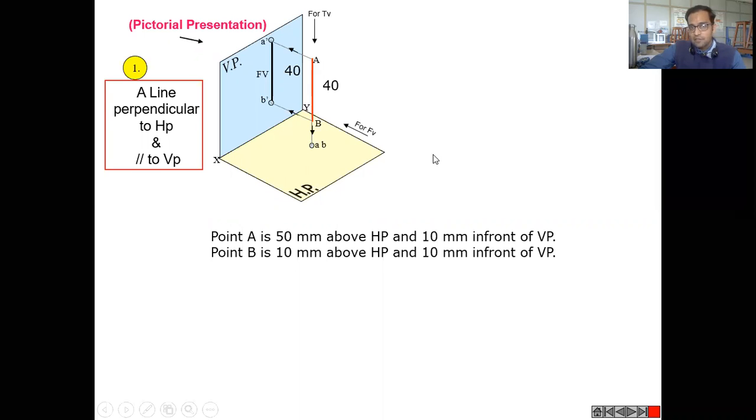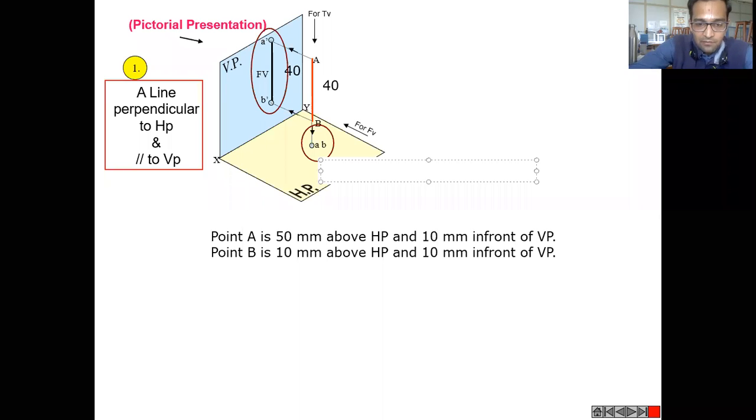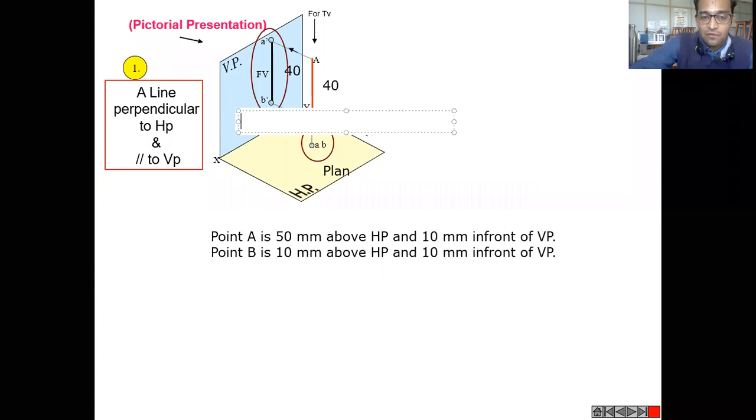So let us see, this is the point position what we are discussing about. Let me highlight these things also so that you can understand. This is going to be the plan of line AB, and this is going to be the elevation, the front view of the line AB. Okay, I hope you are clear now.